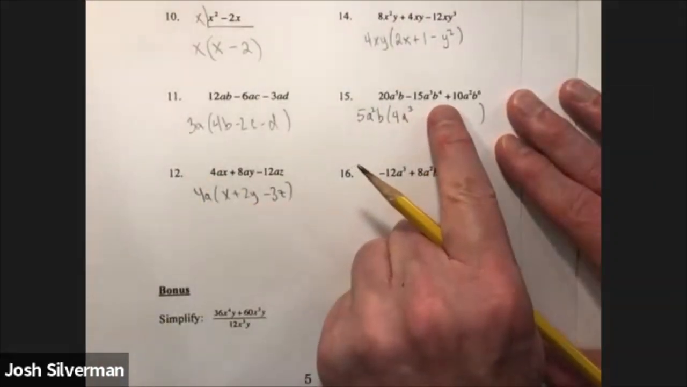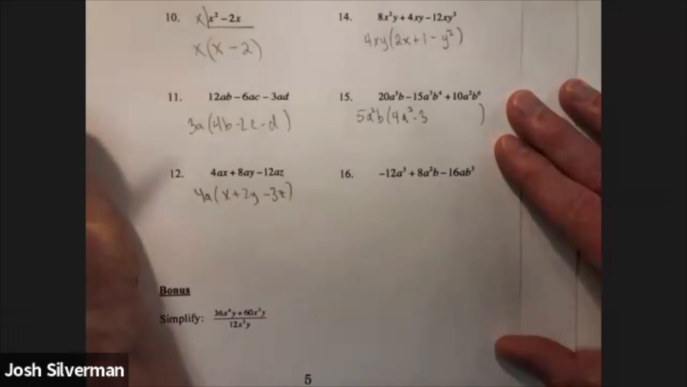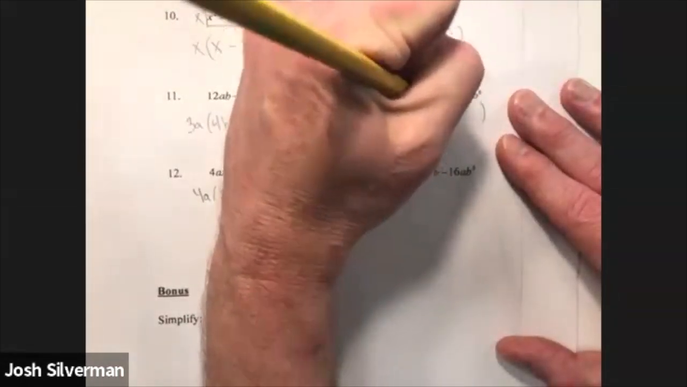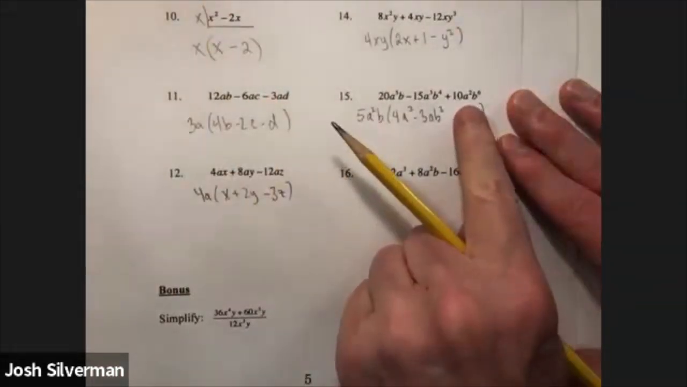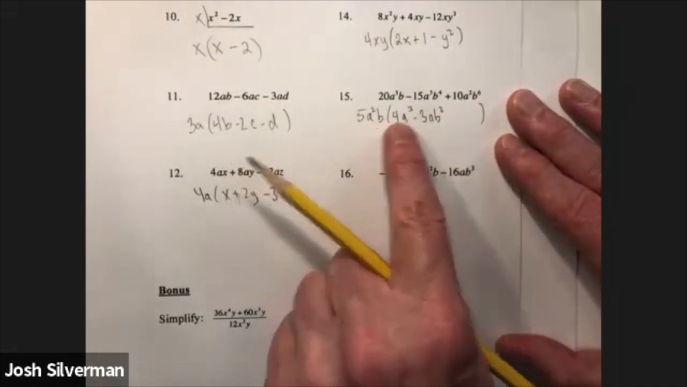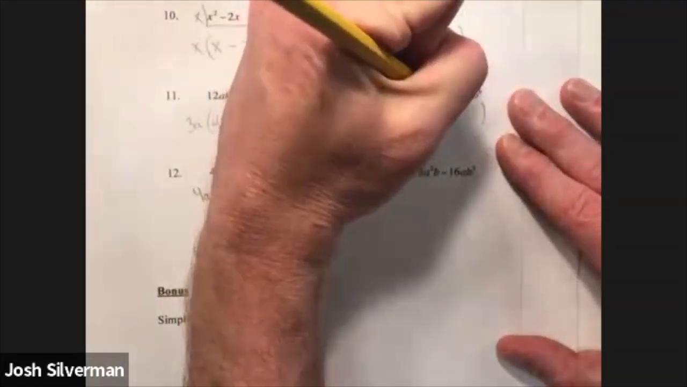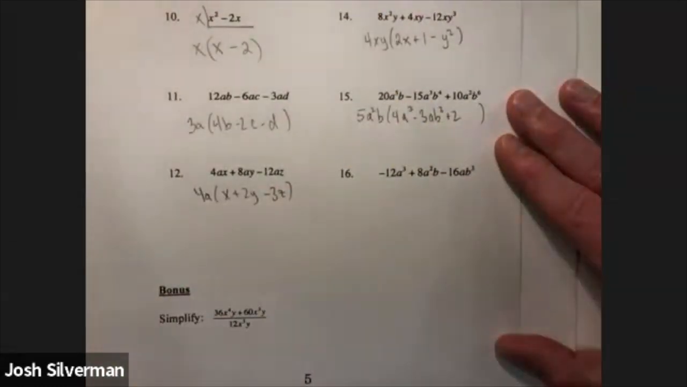15a to the 3rd b to the 4th divided by 5a squared b is going to be 3a b to the 3rd. 10a squared b to the 6th divided by 5a squared b is going to be a 2. The a's cancel, and we want b to the 5th.